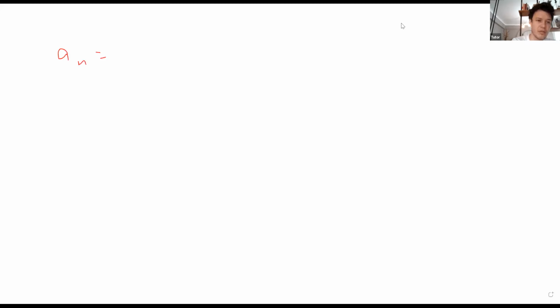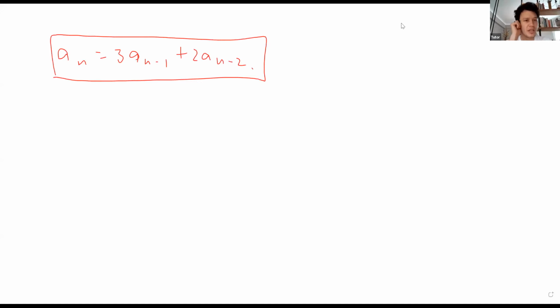So basically the way it works is, imagine you have a sequence, like for example, a_n = 3a_{n-1} + 2a_{n-2}. So you have a sequence that looks like this. Then the question is, you want to figure out what is the formula for this sequence?